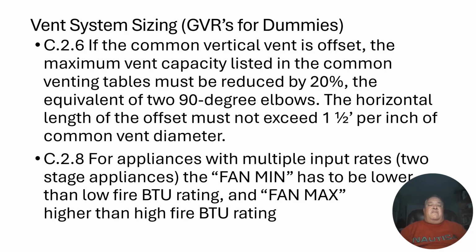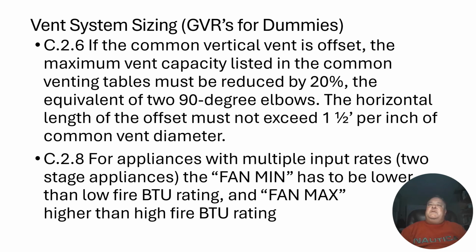If the common vent or vertical vent is offset, the maximum capacity listed in the common venting tables must be reduced by 20%, which is the equivalent of 2 90-degree elbows. The horizontal length of the offset must not exceed 1.5 feet for every inch of common vent diameter. And again, I'll talk more about that coming up as well. Try and clear up the air. For appliances with multiple input rates, or 2-stage appliances, for instance, the fan min has to be lower than the lowest BTU rating, and the fan max has to be higher than the high fire BTU rating of that appliance.